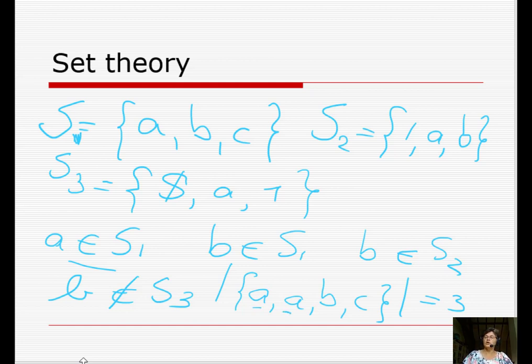So doubles don't exist. Also, what you need to know, a set has no ordering. So whether I write the set A, B, C, it would be exactly the same as the set B, B, A, C, A. So repetition is not an issue, ordering is not an issue.